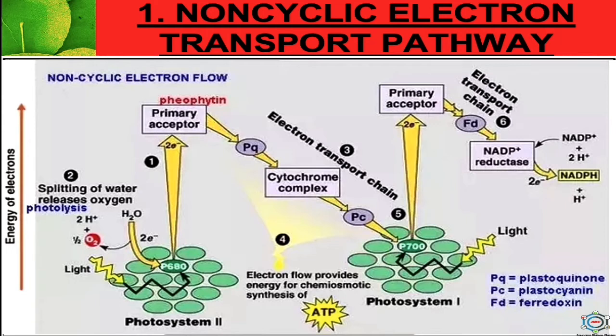For example, reduced quinone gets oxidized by transferring its electron to the plastoquinone and the latter gets reduced. The reduced plastoquinone transfers its electron to cytochrome complex, which finally transfers to plastocyanin. The electrons of plastocyanin are picked up by photosystem first.